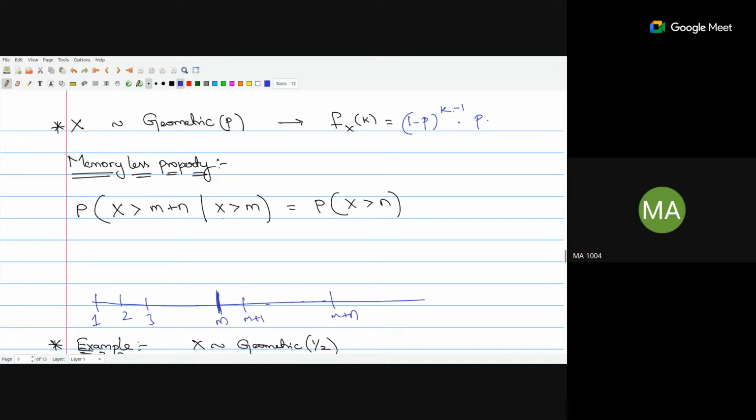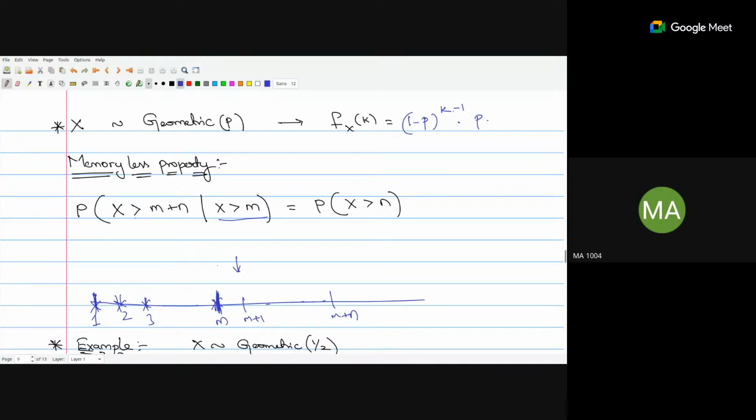So I know that x is greater than m. That means I didn't get the success till the m tosses. Maybe you see it from that perspective. So I have tossed for the first time, second time, third time, till the mth time, and all of them are failures. So now I am at this particular point. I know that till x is equal to m, I didn't get the success. x is definitely greater than m.